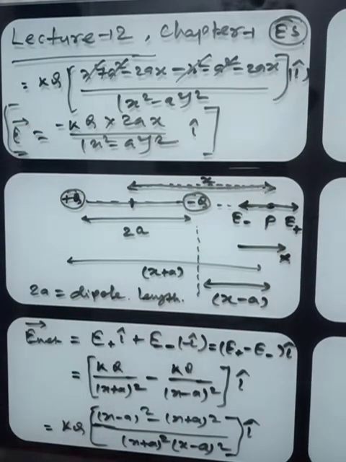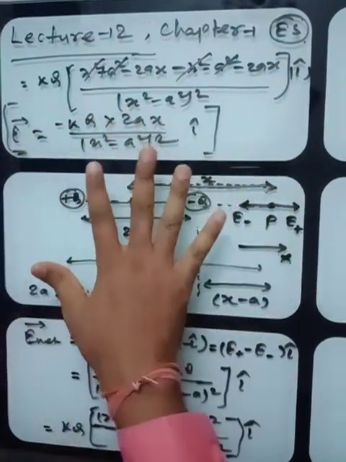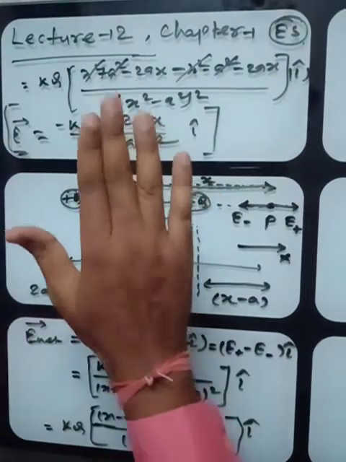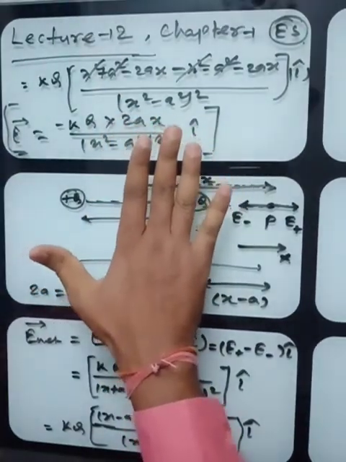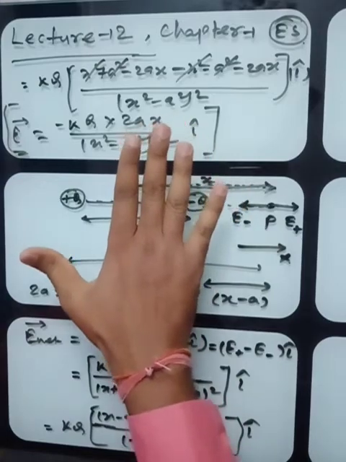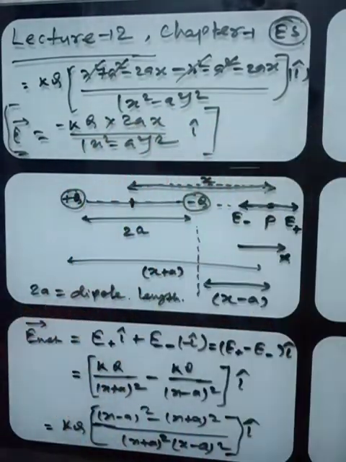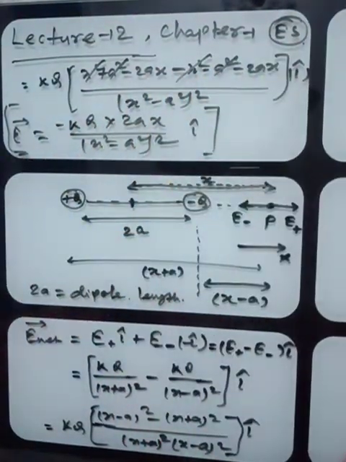Now student, if we simplify this equation for the short dipole, because this is a very important derivation and you will be asked in your board examination in alternate years, either the electric field at the axial point or at the equatorial point, this type of derivation will be asked, or a numerical on the basis of this derivation.